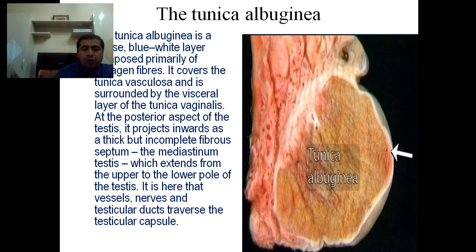At the posterior aspect of the testis, it projects inwards as a thick but incomplete fibrous septum, the mediastinum testis, which extends from the upper to the lower pole of the testis. It's here that vessels, nerves, and the testicular ducts traverse the testicular capsule. The parenchyma of the testis is formed by maybe 300 lobules, and each lobule consists of 2 or 3 convoluted tubules.